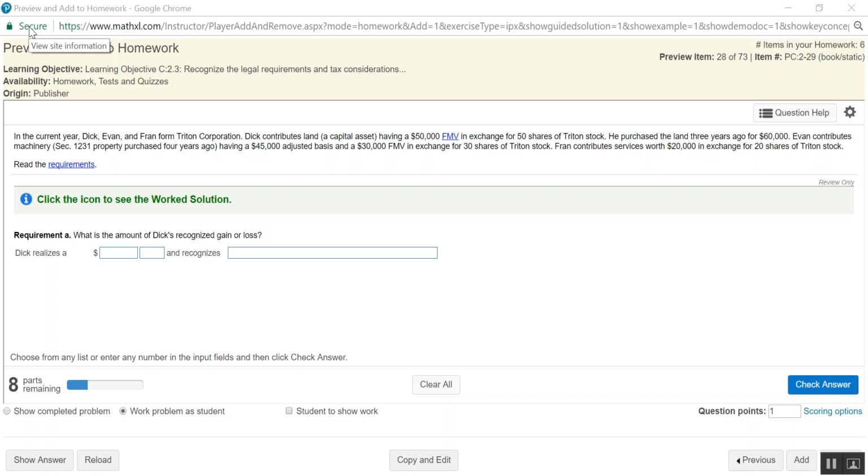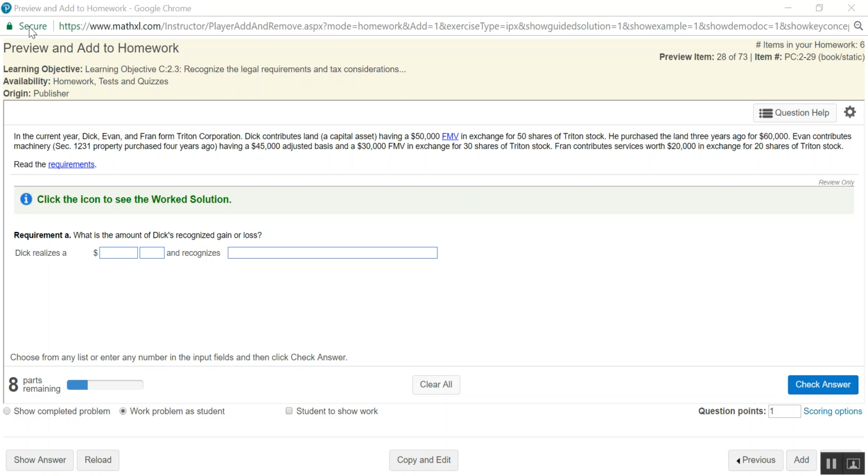Hi everyone, I'm going to walk you through problem C2-29. I like this problem because it covers a lot of concepts in chapter 2, including the concept of 351 non-taxability, where a transferor transfers property in exchange for stock of a transferee corporation, and how we determine basis of both the stock that the transferor receives and also the basis of the property to the transferee corporation, as well as the holding periods of both the stock and the property.